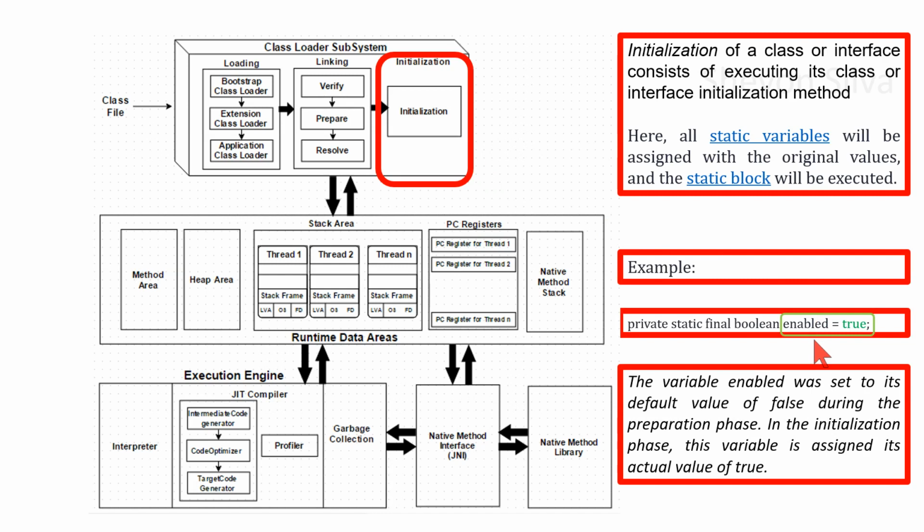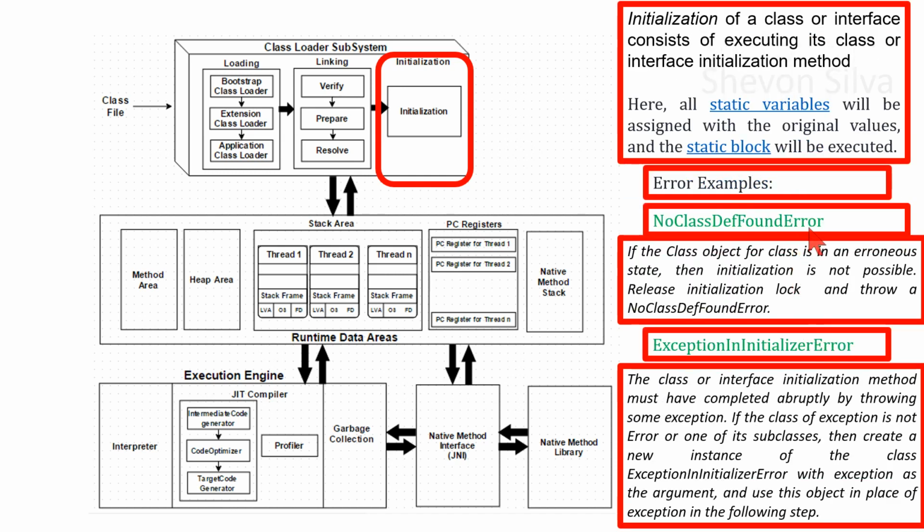The variable enabled was set to its default value of false during the preparation phase. In the initialization phase, the variable is assigned its actual value of true. You can see it was false in the prepare phase, and now the actual value is assigned to the static variable enabled here.